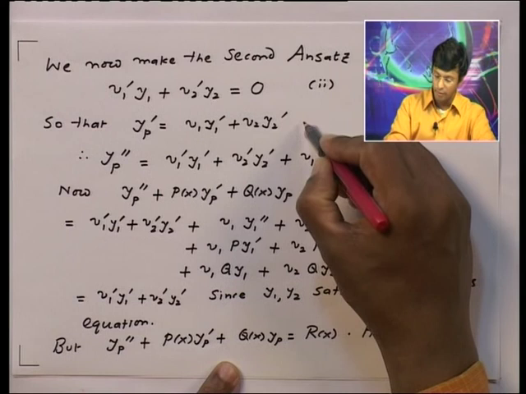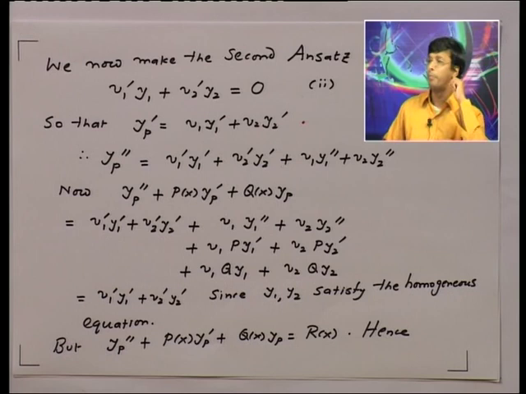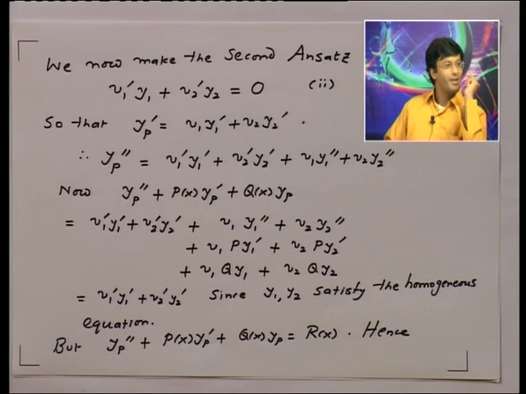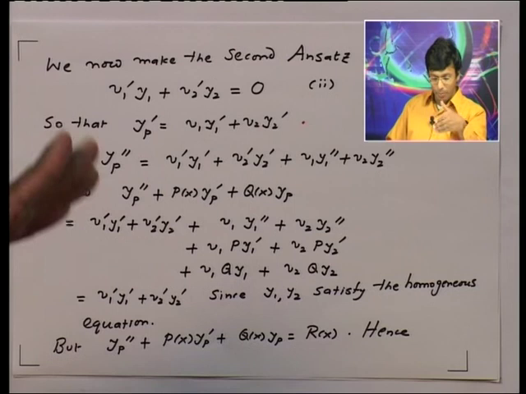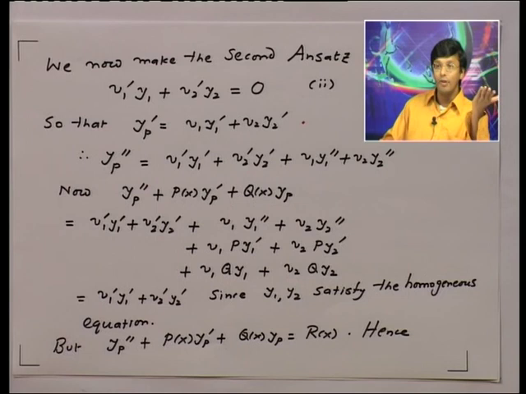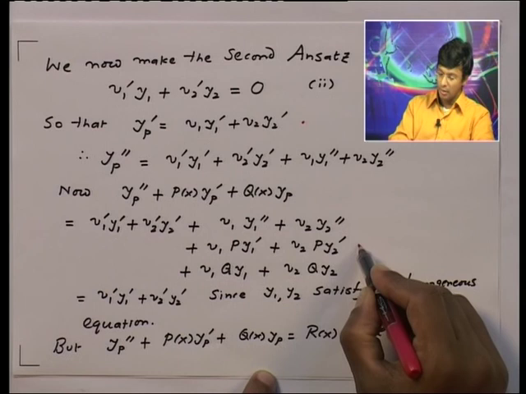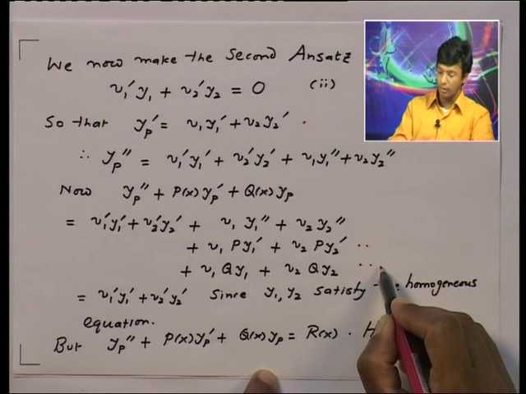Now, you differentiate it again. yp double prime is what? yp double prime is v1 prime y1 prime plus v2 prime y2 prime plus v1 y1 double prime plus v2 y2 double prime, correct? So, now you have yp prime displayed there, yp double prime displayed there, and what is yp? v1 y1 plus v2 y2, that also you have. And so, now what are you supposed to calculate? yp double prime plus px yp prime plus qx yp. Okay. The first, yp double prime, has 4 terms, px yp prime has 2 terms, these 2 here, and qx yp has these 2 terms over here. Correct?